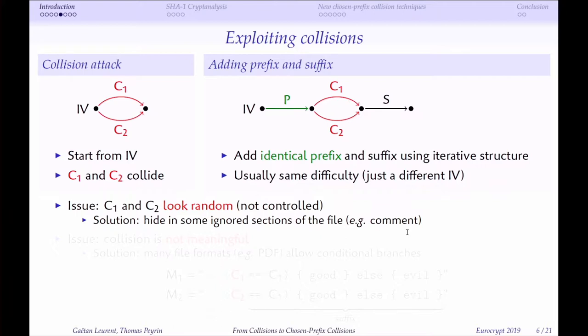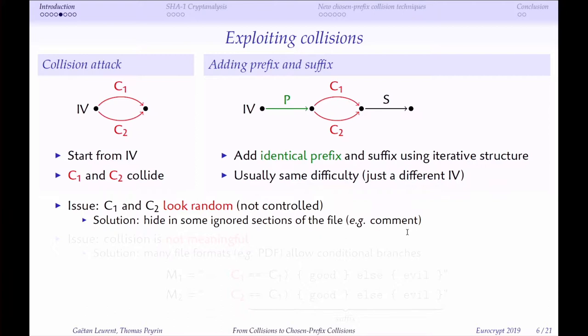But in order to make exploitation a bit easier, there's a very nice trick: you can add a prefix before your collision and a suffix after the collision. This is because of the iterated structure of hash functions. If you put a prefix, instead of starting your attack from the real IV, you start from the state after the prefix, and basically it's the same attack. And for the suffix, after you collide, if you put the same suffix behind, you still collide.